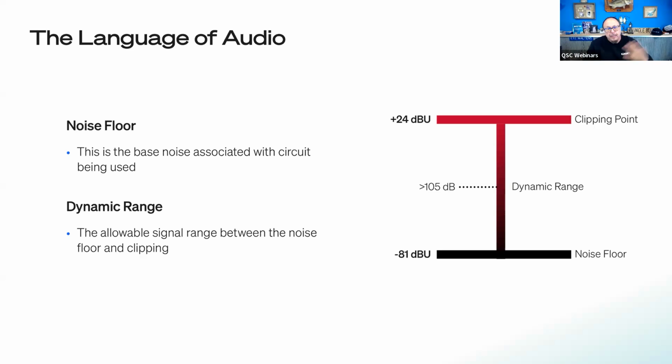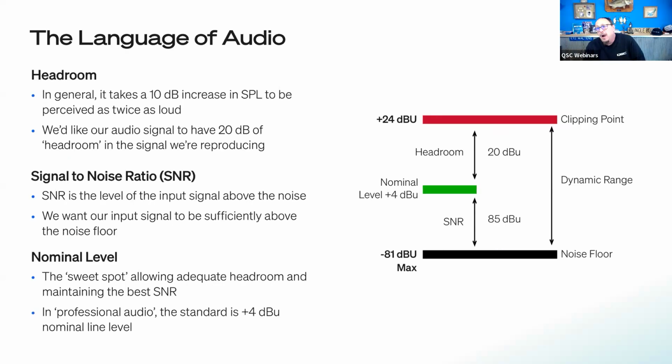For example, for clipping, the max noise floor, like I said, is negative 81. Dynamic range is 105 because that's the difference in there. A lot on that one to cover. But headroom. So headroom in general, it takes about 10 dB to increase the SPL to be perceived as twice as loud, right? We like our audio signal then to have about 20 dB of headroom.